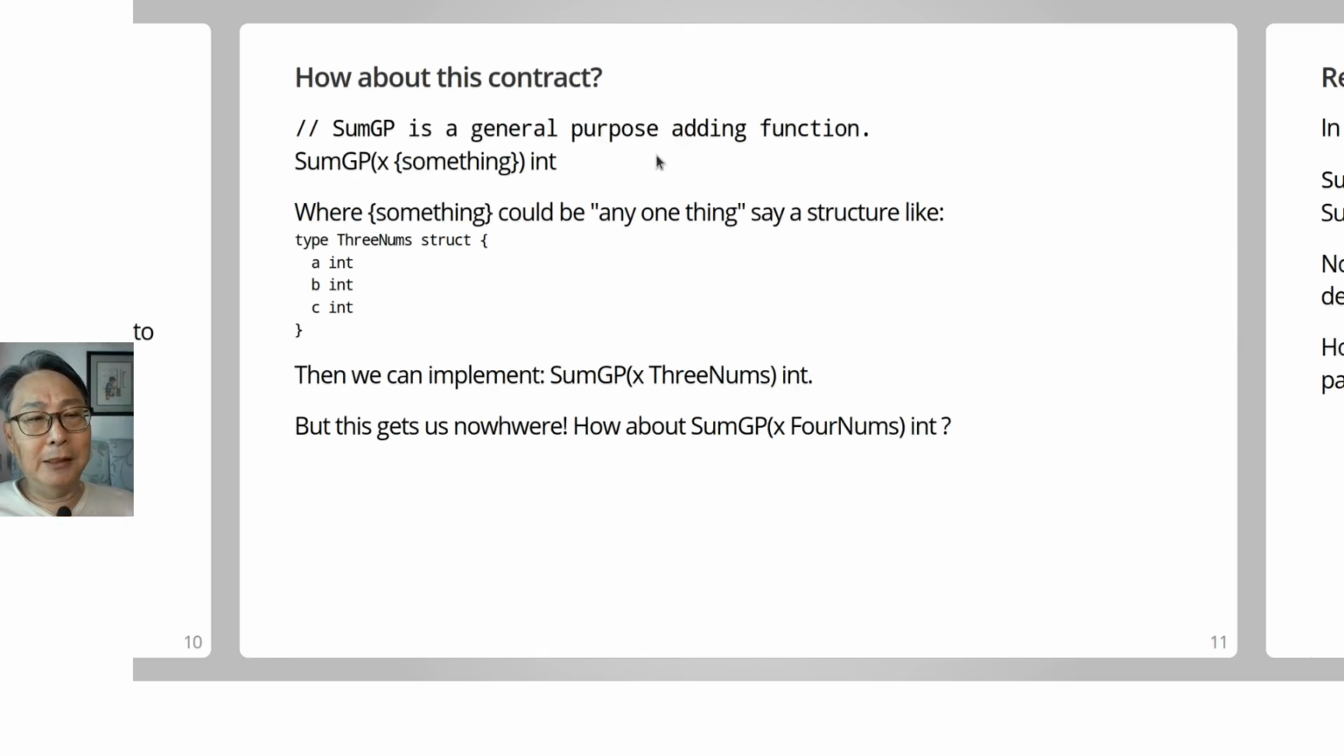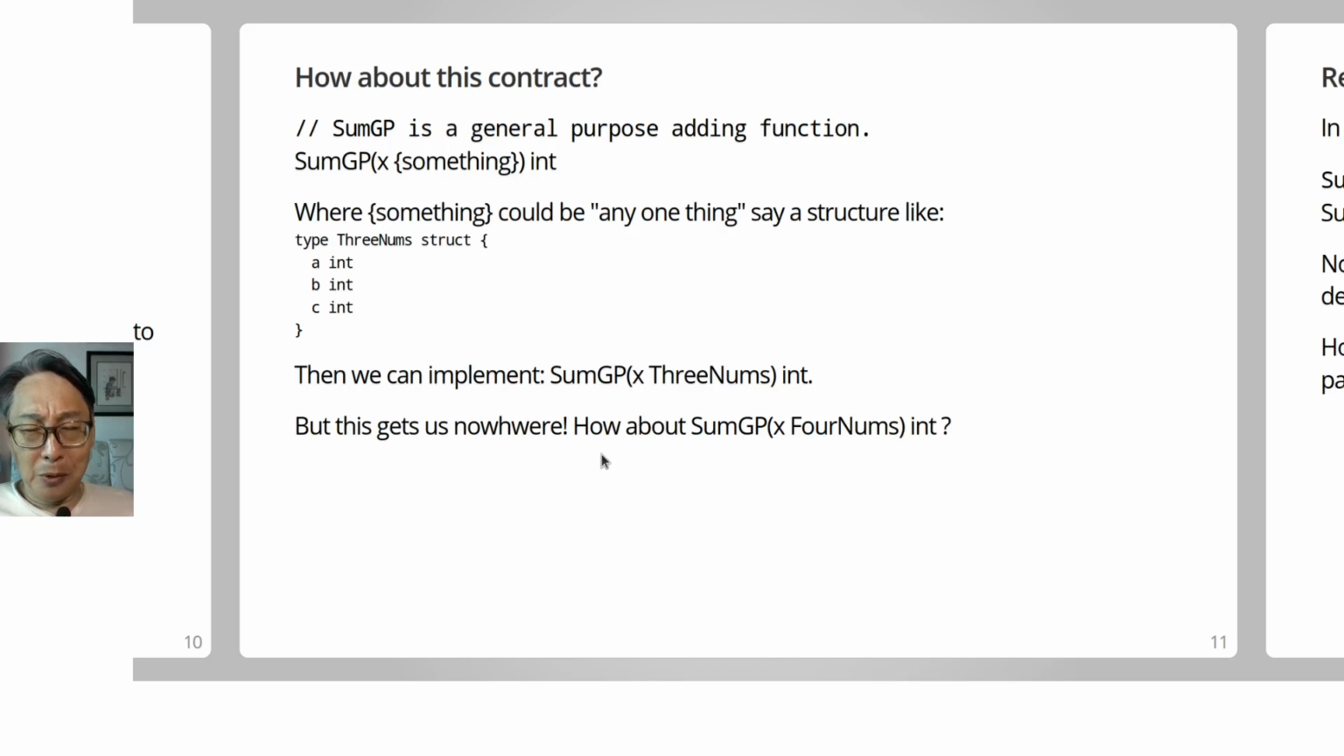How about writing some GP, a general purpose sum function like this? That's a rough idea. Let's work it through. We pass a parameter x, which is of type something, and it returns an integer. Where something, it's any one thing, can be a structure like this. So I create a new type. This is how you create types in Go. Type three nums. It consists of three numbers, A, B, and C. And we can implement some GP for general purpose like this.